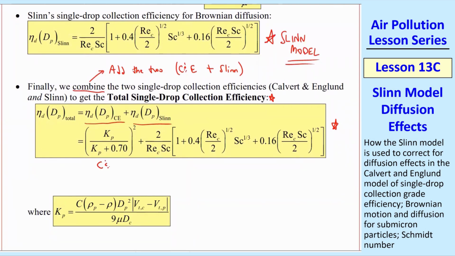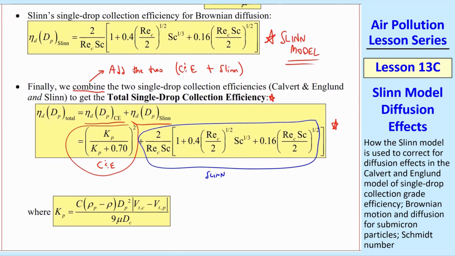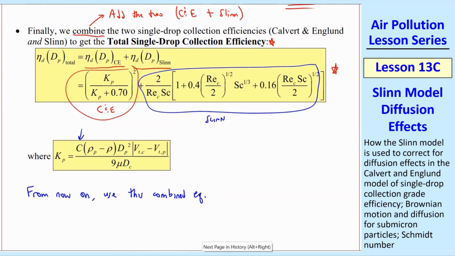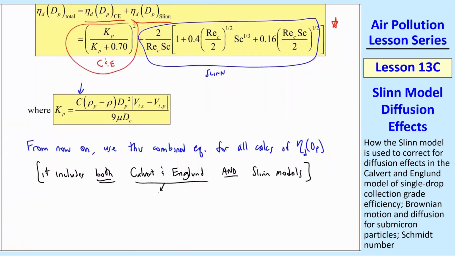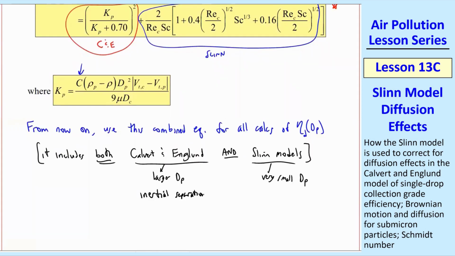So this is from the C&E, this portion, and then this is the new part that we're adding, the Slinn model. From now on, we'll use this combined equation for all calculations of A to D grade efficiency. It includes both the Calvert and England and the Slinn models. So again, Calvert and England is for larger particles, and the Slinn is for very small particles. Calvert and England is based on inertial separation, and Slinn is based on Brownian diffusion. And we're just adding those two together.